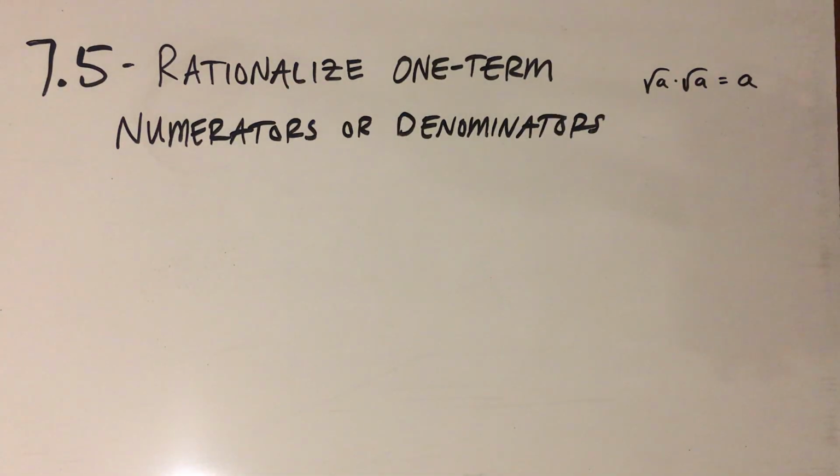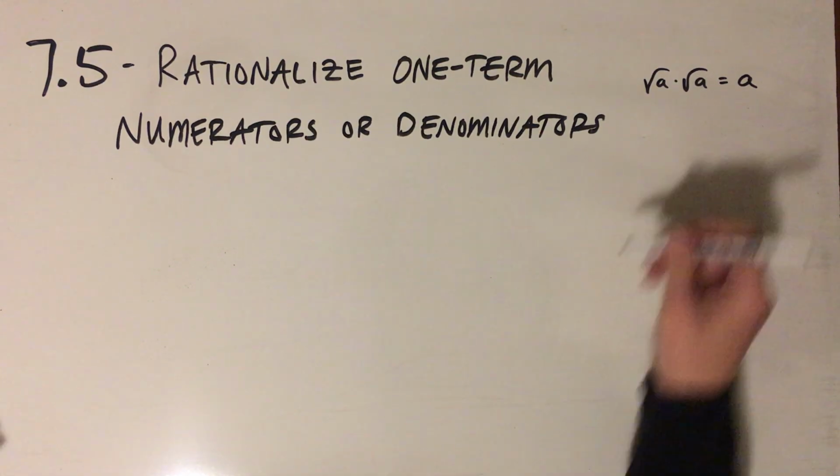Alright guys, welcome back. We're going to do 7.5, rationalize one-term numerators or denominators. So when you're asked a question, it'll specify to rationalize the numerator or denominator. Rationalize just means get the radical out of the specified place.